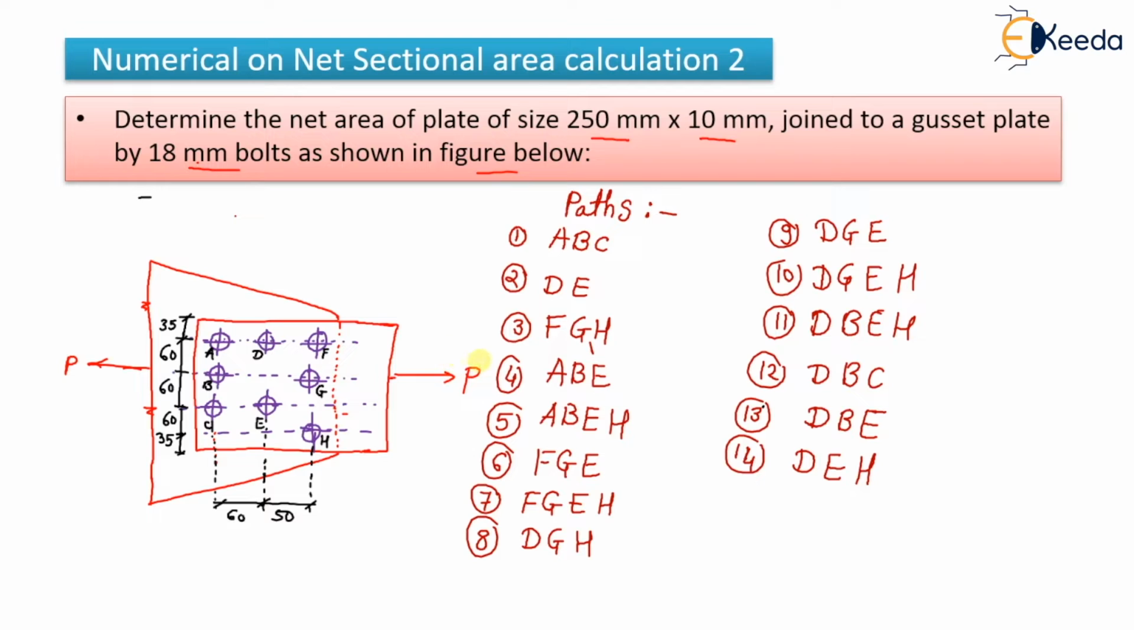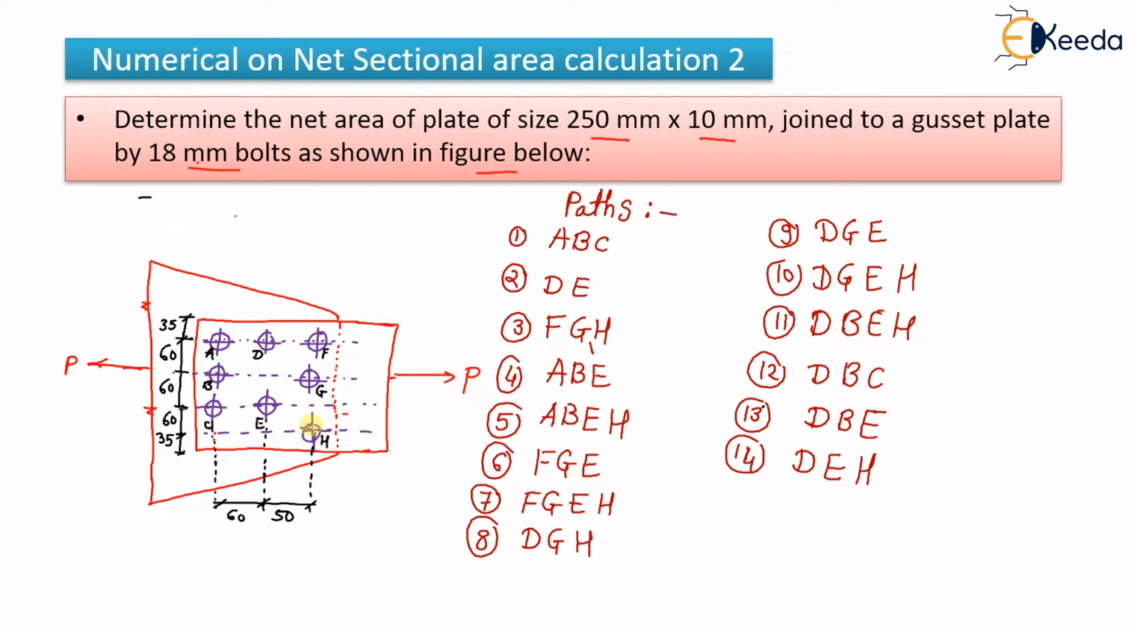Then come the staggered ones. See, ABE is also possible. Then ABEH is also possible. In this way you have to decide all the possible paths by which the failure may occur. This is the first step. So you can pause the video and check whether these paths are possible or not.